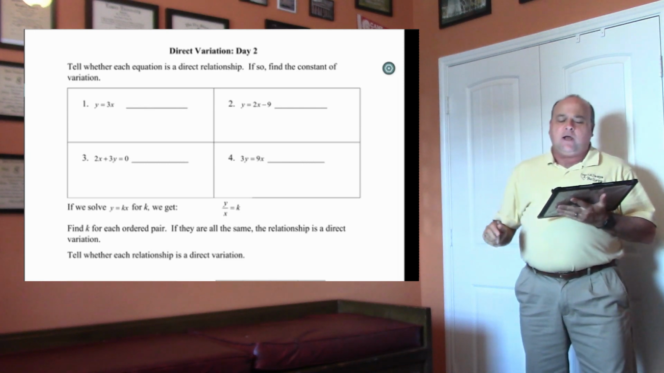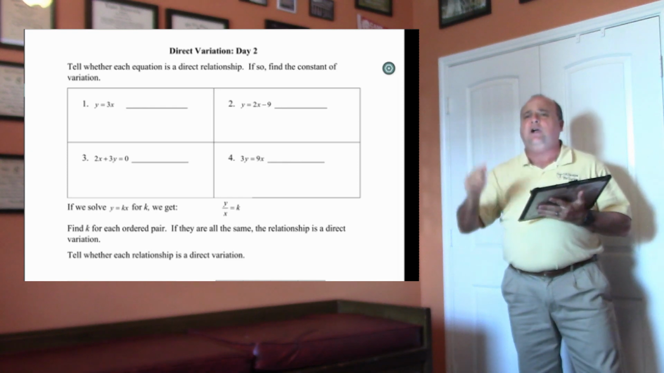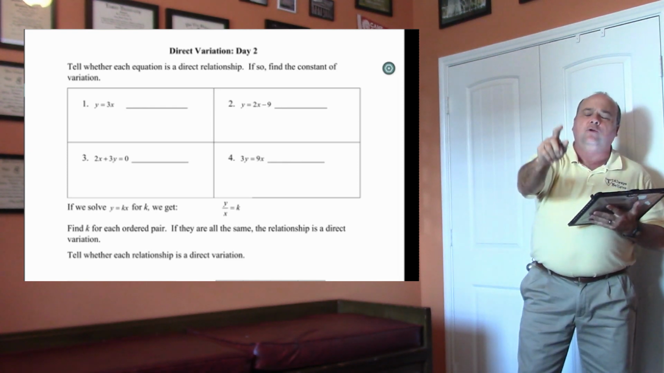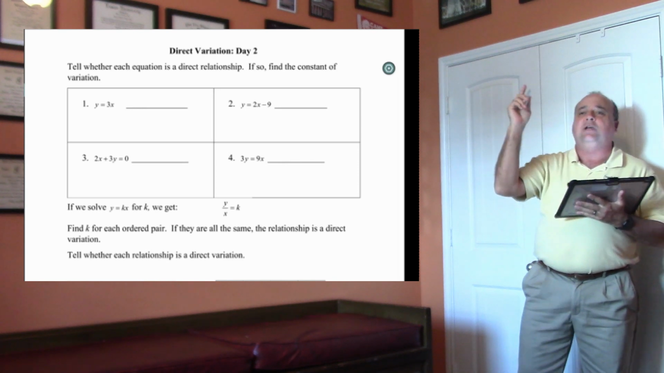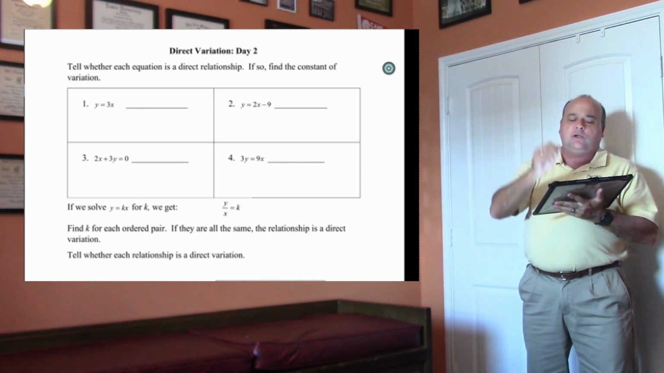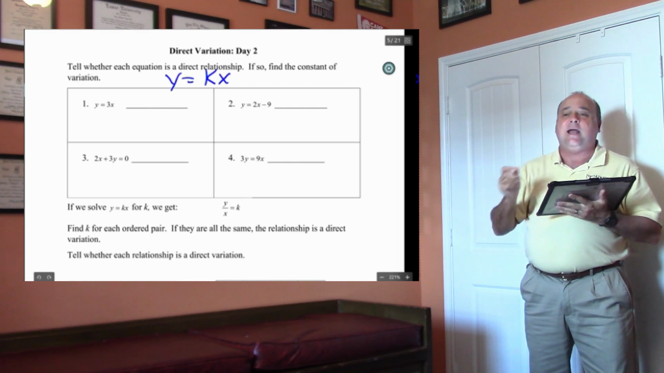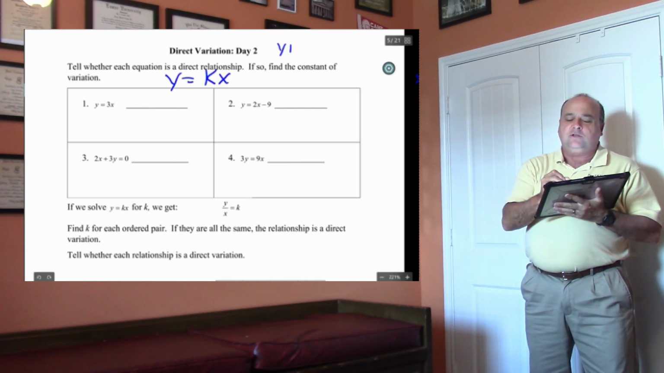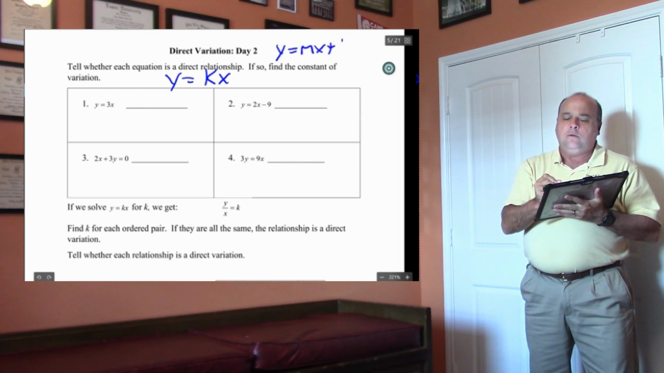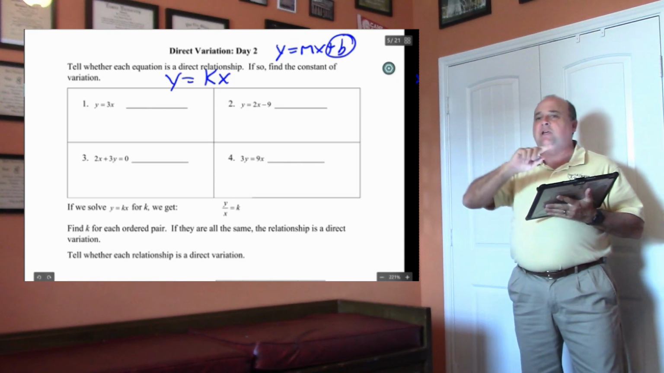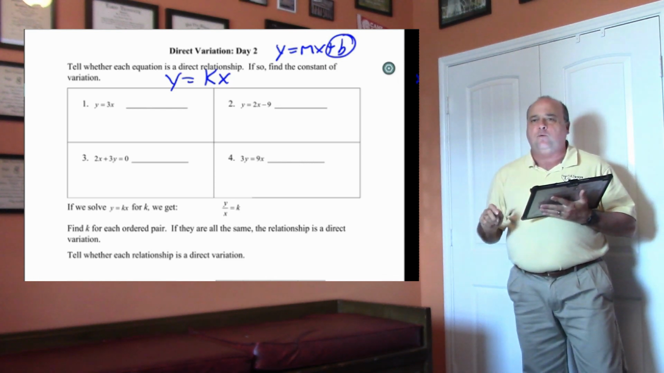Tell whether each equation is a direct relationship. If so, find the constant of variation. Remember, an equation that has a constant of variation will not have a y-intercept or a starting number. So let's go on number 1. We want these to end up being y = kx, right? If it has a y-intercept, it does not have direct variation. So each number has to be paired with a letter.